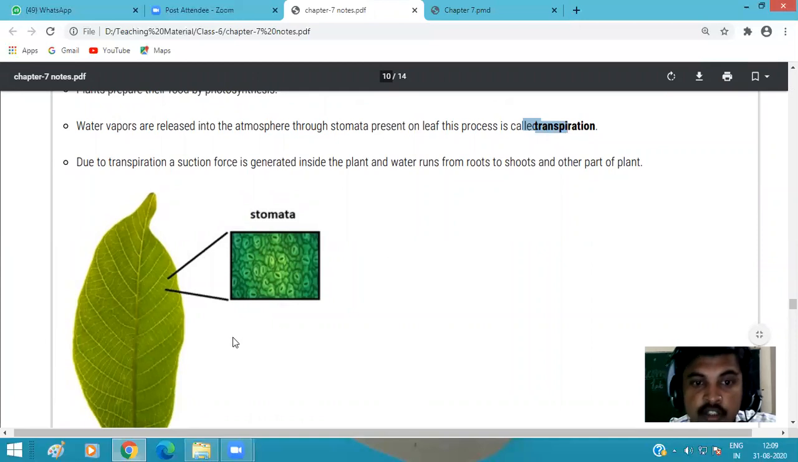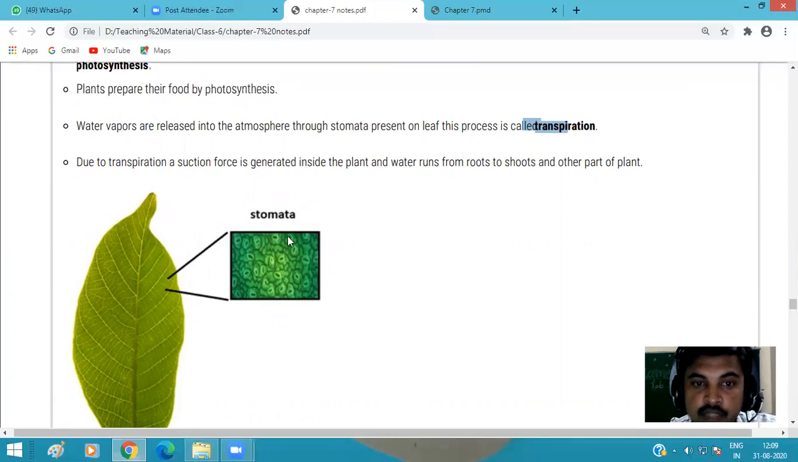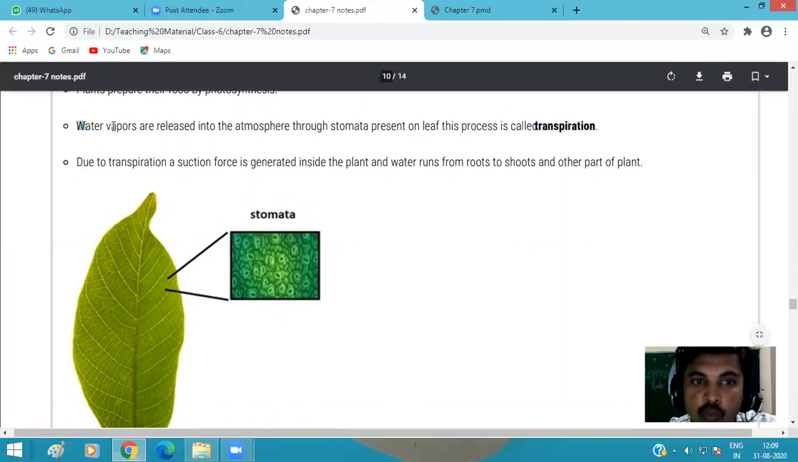Another function of the leaf is transpiration. What is transpiration? The loss of water in the form of vapor from the stomata is called transpiration. Water vapor is released into the atmosphere through the stomata present on the leaves. Due to transpiration, a suction force is generated inside the leaf, so water runs from the root to the shoot.